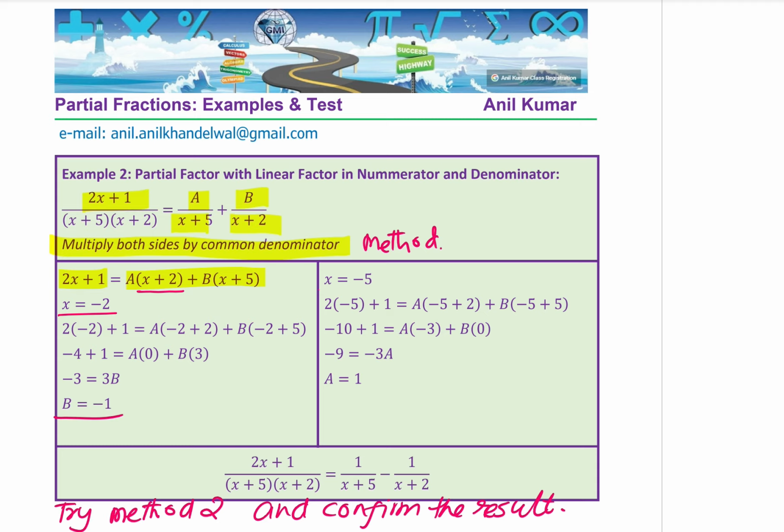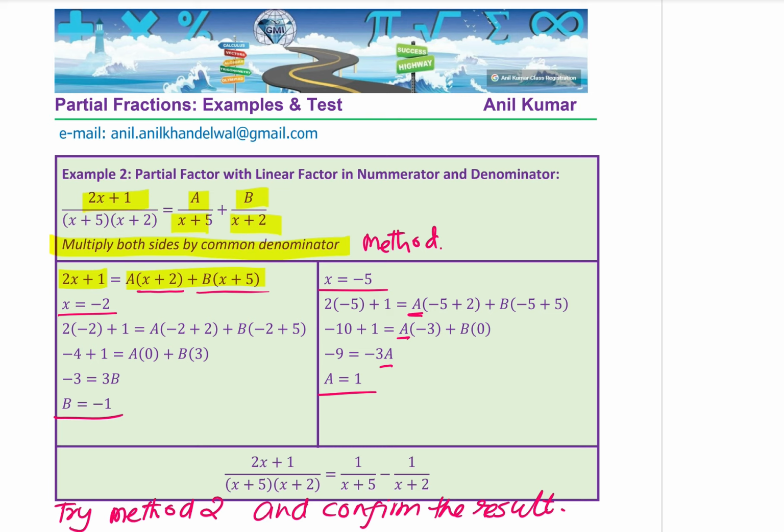Well, now let's make the other term as 0, substituting x equals to minus 5. That takes care of b, which is b times x plus 5 minus 5 makes it 0. So now we can find the value of a, right? So finding the value of a, solving a gives us 1. Substitute a and b value, correct? And then write down your answer. Is that clear to you, right?